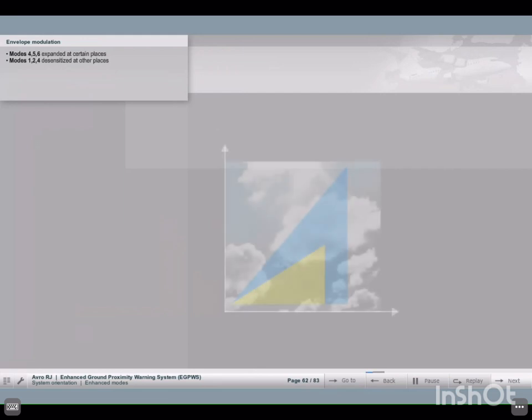Modes 4, 5, and 6 are expanded at certain locations to provide alerting protection consistent with normal approaches. Modes 1, 2, and 4 are desensitized at other locations to prevent nuisance alerts that result from unusual terrain or approach procedures. In all cases, very specific information is used to correlate the aircraft position and phase of flight prior to modulating the envelopes.